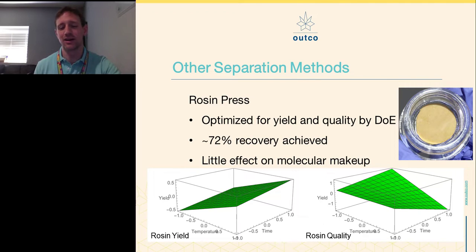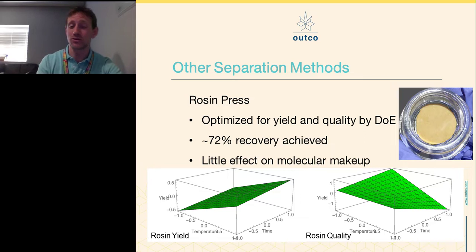are negatively aligned. So if you want a lot of yield, you get a low quality out. If you want good quality, you don't get much yield. So that might be a reason why it is such a connoisseur product. But again, we were able to play with temperature and pressure on the rosin, or temperature and time on our rosin press to optimize this.